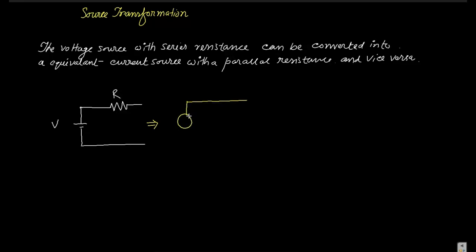The current source is denoted by this arrow. The direction of the arrow depends upon the direction of the flow. If the current is flowing this side, then the direction of the arrow should be upward, and if the current is flowing downward, then the direction of the current source should be downward. So here you convert this voltage source into a current source, and the resistance comes in parallel instead of series. The value of the resistance is unchanged, but the value of the current source, that is I, is equal to V by R.